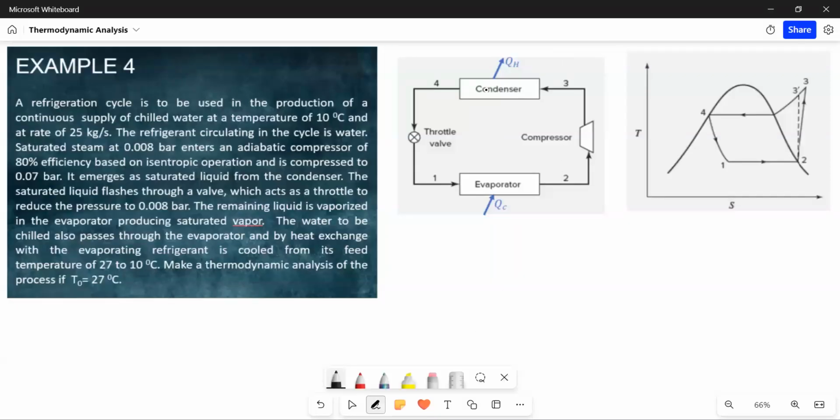All right, this is our diagram. So we have the evaporator, compressor, condenser, and throttle valves. This is for a refrigeration cycle using water as refrigerant. Therefore, we can use the steam table to determine the properties. And the TS diagram is also shown to help us find out the state at each point.